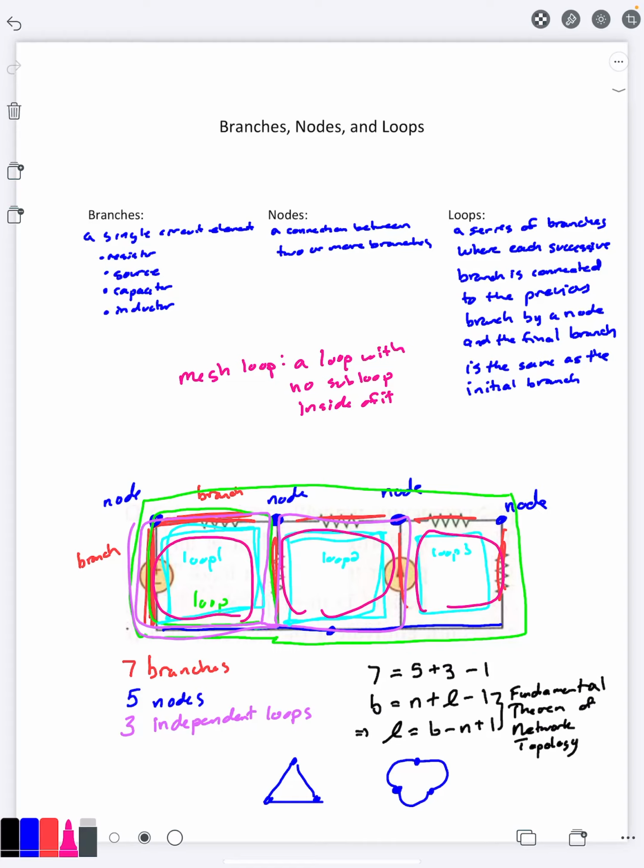Okay, so this is our rundown of what branches, nodes, and loops are.